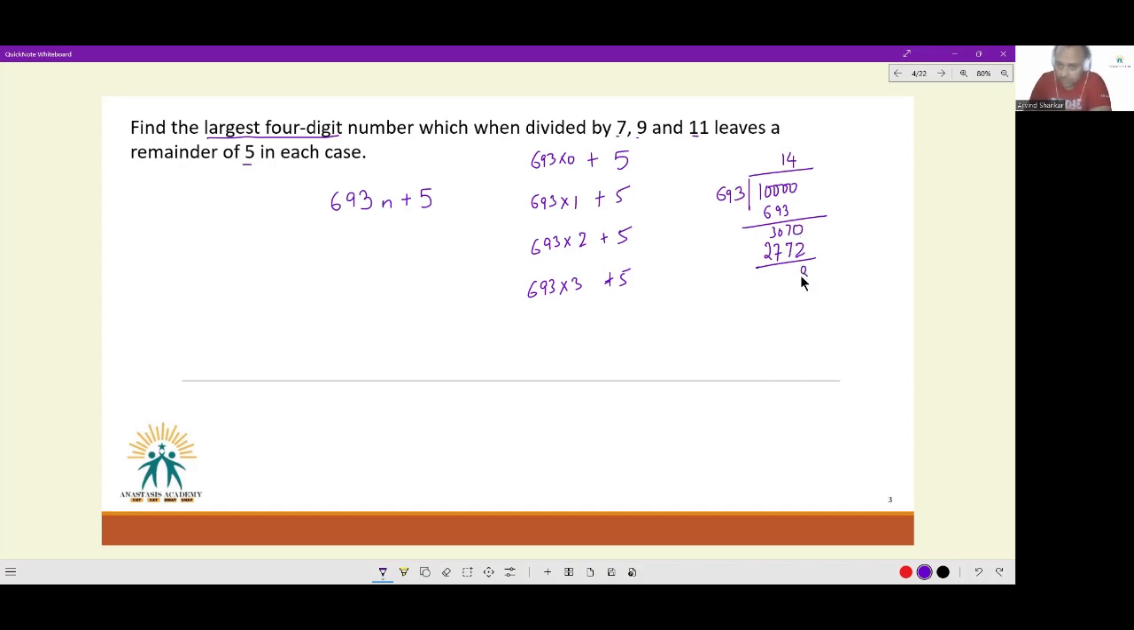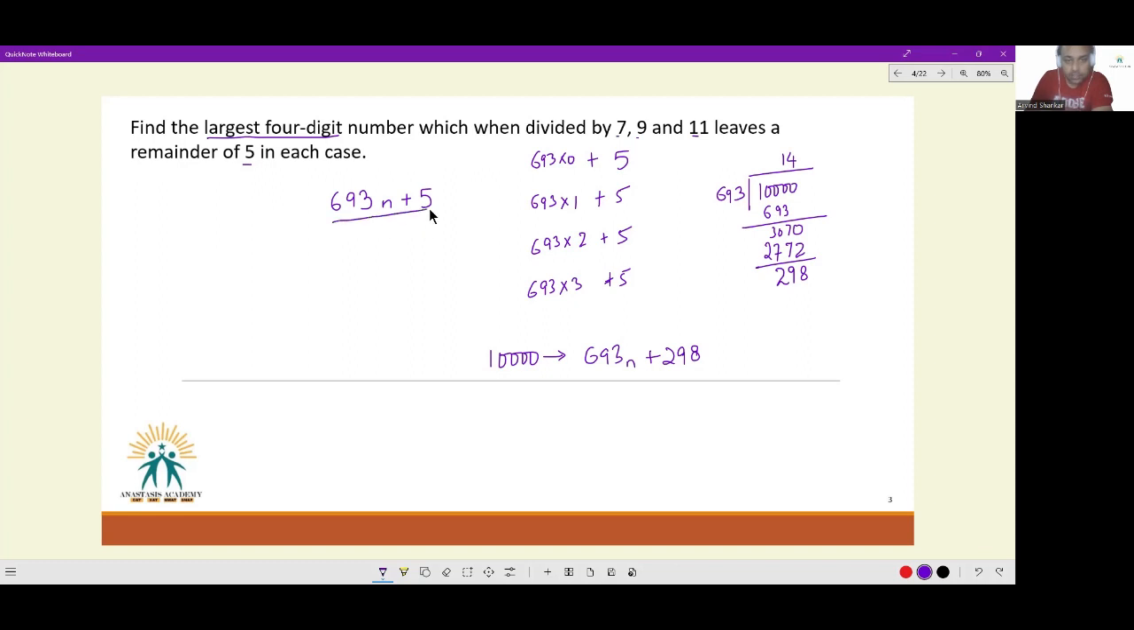0 minus 2 is 8. 16 minus 7 is 9. 9 minus 7 is 2. So now we know 10,000 is a number which is 693n plus 298.